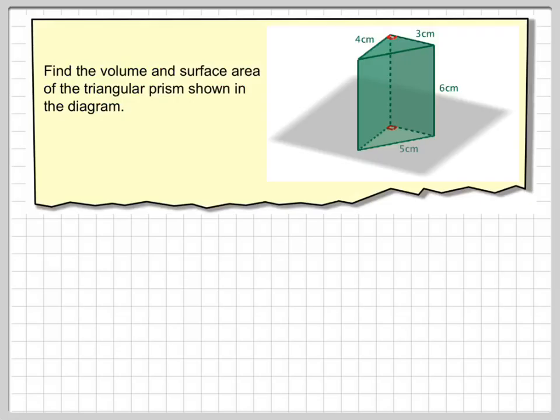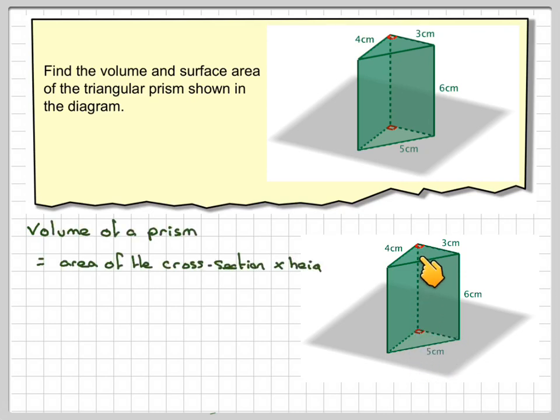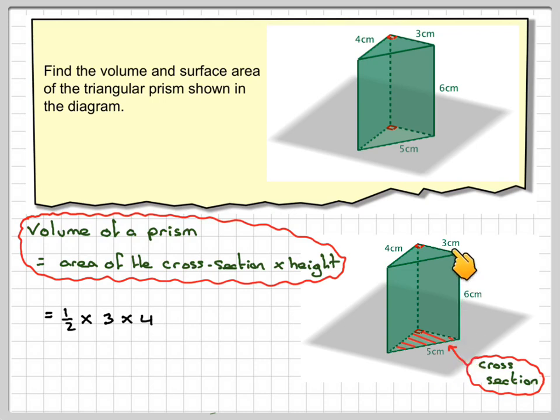So going back to my diagram, the volume of a prism, and this is a prism because this triangle can be moved all the way throughout the length of the height of the prism. So it's going to be the area of the cross section times the height. This is the cross section, this area here. So that's going to be the area of a triangle, a half of 3 times 4. This one is 3 as well, and this is 4.